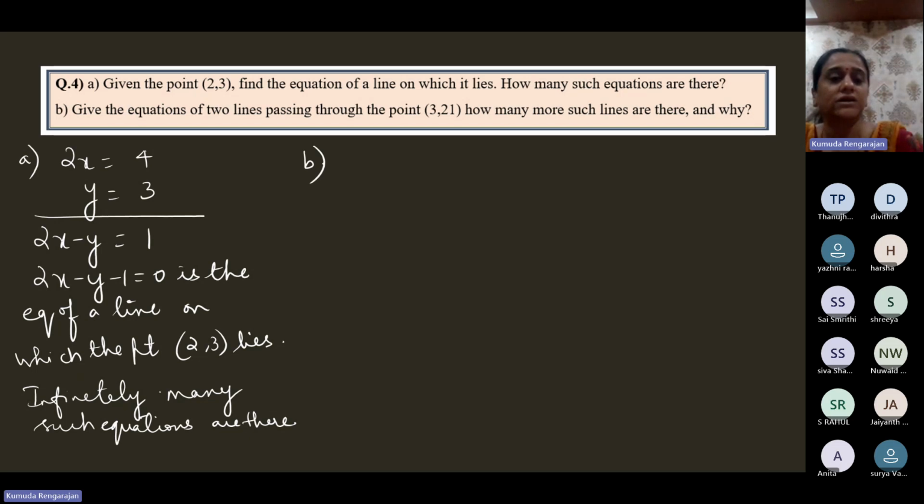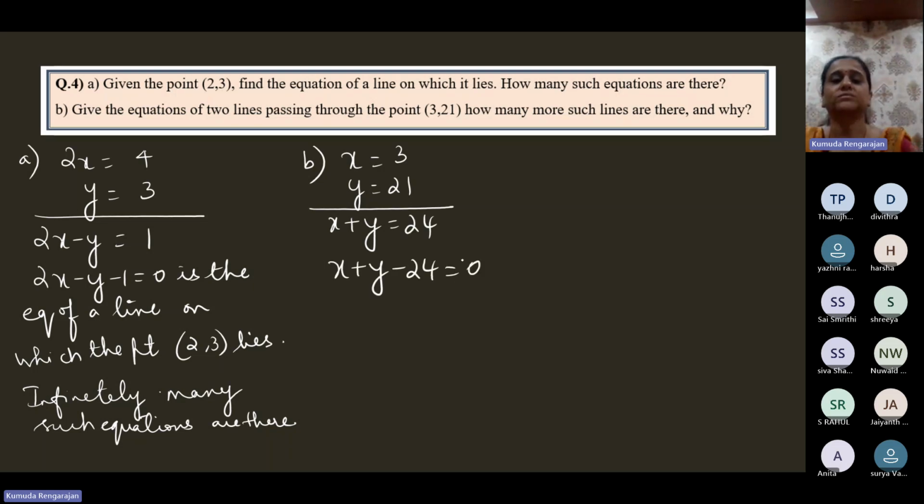B. Give the equations of two lines passing through the point (3, 21). So very much like A. Here, of the infinitely many lines, you are asked to give the equations of two lines. So say x is equal to 3, y is equal to 21. So x plus y is equal to 24, or x plus y minus 24 is equal to 0, is the equation of one line.